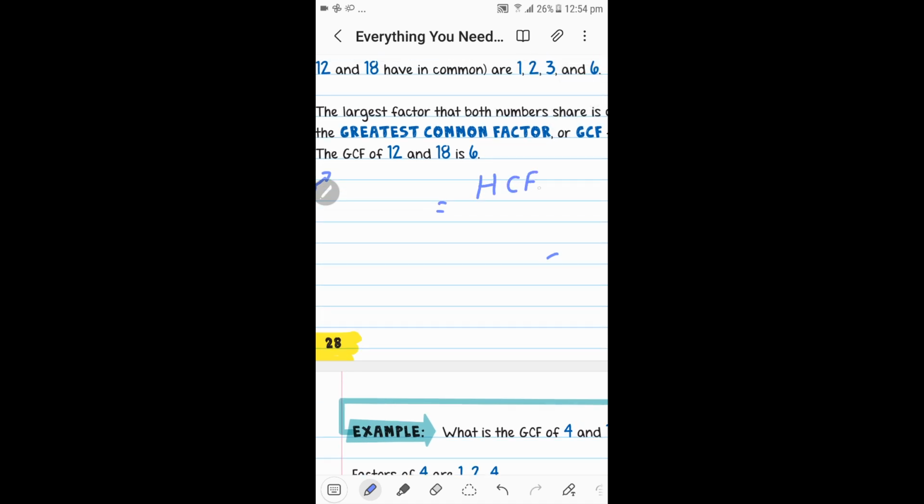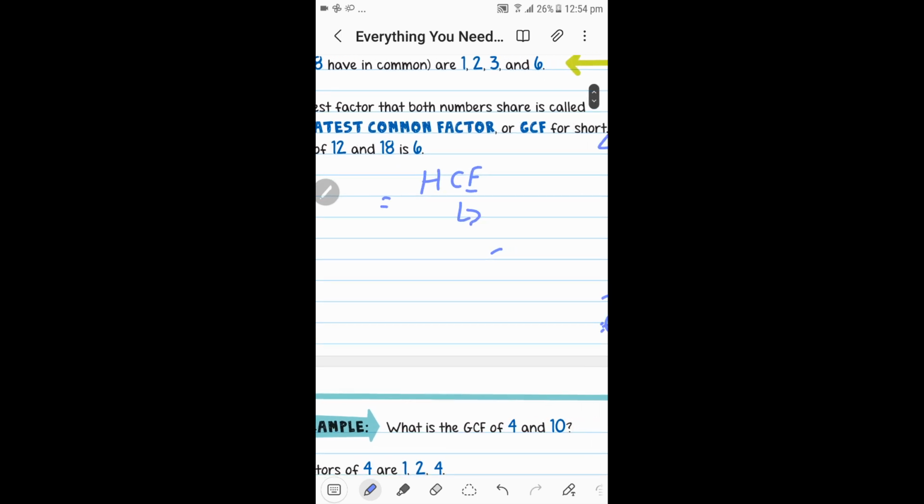In HCF we need to understand factors. Factors are the numbers that multiply to give you an integer. For example, 4: which numbers multiplied will give us the number 4? For example, 2 multiplied by 2 is 4. So one of the factors that gives us 4 is 2. So 2 is a factor of 4. 1 multiplied by 4 gives us 4. So 1 is one of them and 4 is one of them.